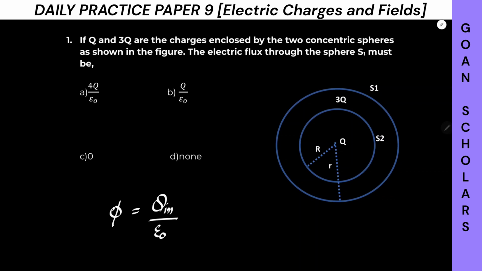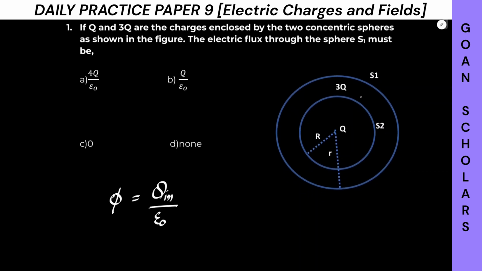So what is the charge enclosed by the first sphere S1? Be careful, this S2 is already inside S1. So the total charge, this Q and this Q, both you will have to count when you are dealing with S1. So the flux by S1 will be 3Q plus Q whole divided by epsilon naught. Okay, so this will be 4Q by epsilon naught. Correct answer is option A. Be very careful, if there is one more sphere, you will include that too. But if you are dealing only with S2, then only Q.